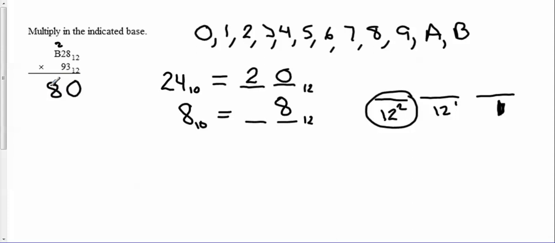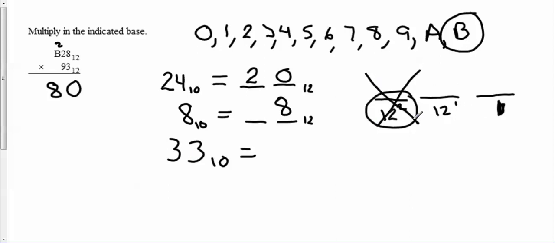3 times b. Well, recall b you can think of as the 11. So 3 times 11 would be 33 in base 10. That means 3 10s and 3 1s, which we say is 33. And if we're converting that to base 12, again, we don't need any groups of 144. We want to know how many groups of 12 we have and how many 1s we have.